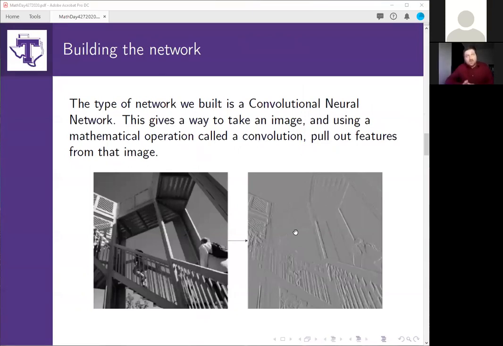The specific type we're using is called a convolutional neural network. What we do is take a mathematical convolution and then feed that into the fully connected layer. All of that is a way to get features out of an image.